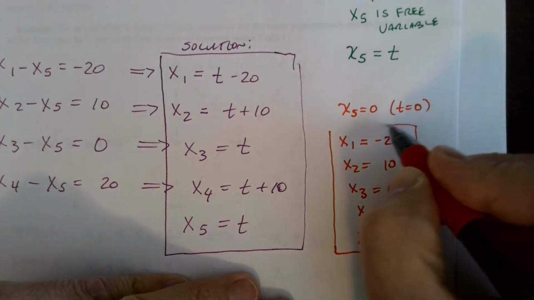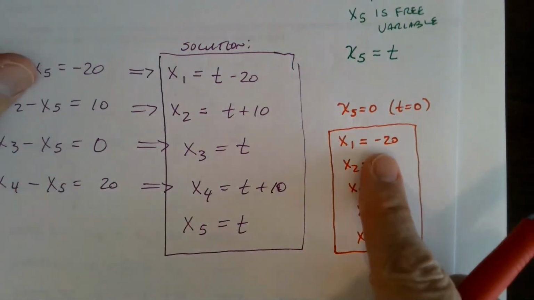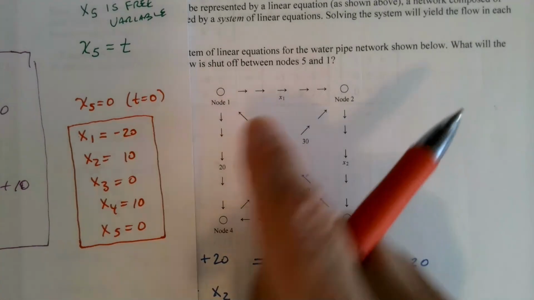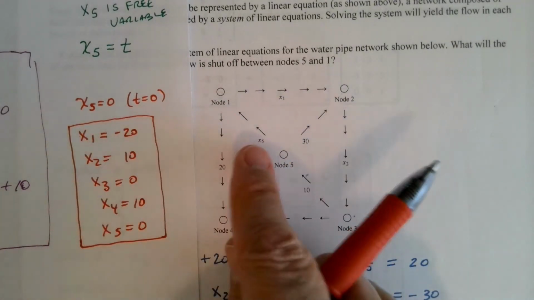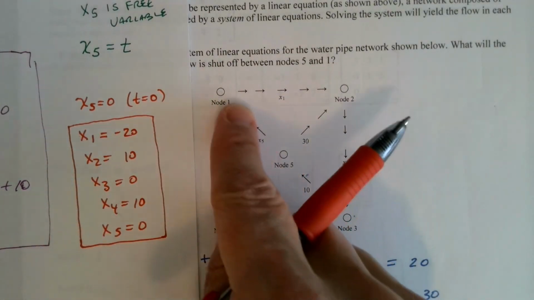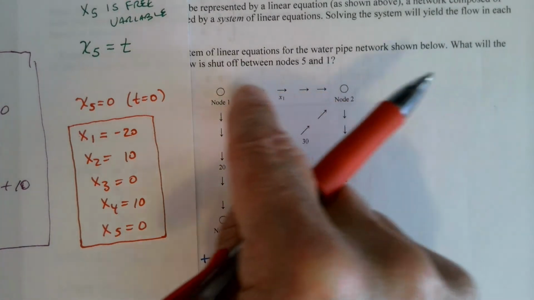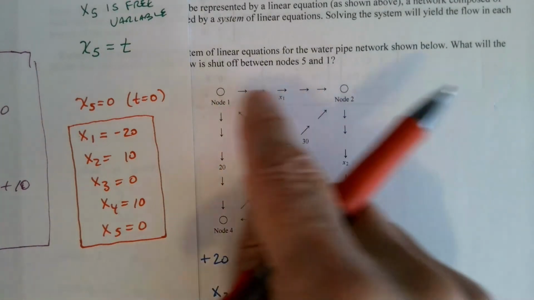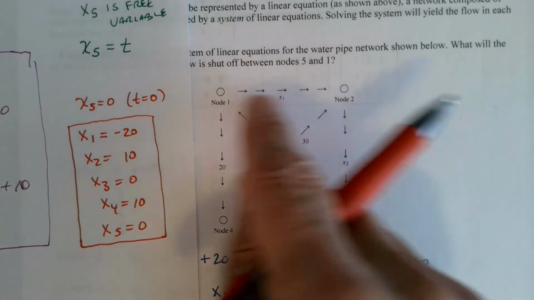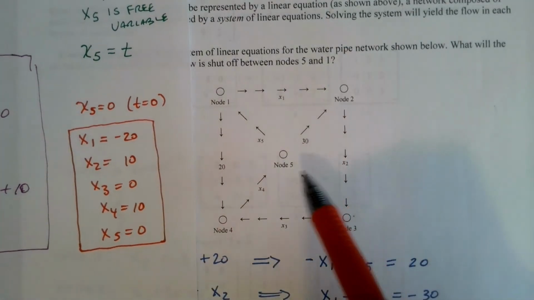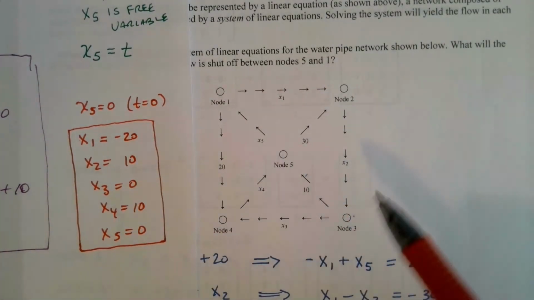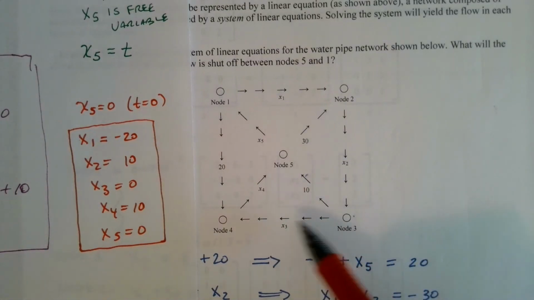A couple things to note. x of 1 is negative 20, so remember what we said, and we'll go back to the picture. That means in the case where x of 5 is 0, we shut off the flow rate between these two nodes, then the flow rate has to be going in this direction, right? Instead of going from node 1 to node 2, it's going from node 2 to node 1. And also the flow rate x of 3, also notice that goes to 0 when we do that.